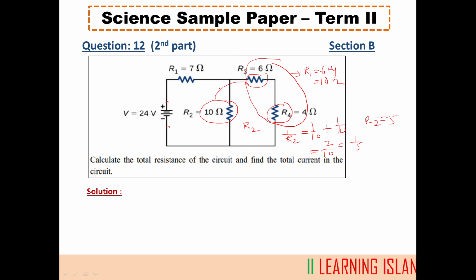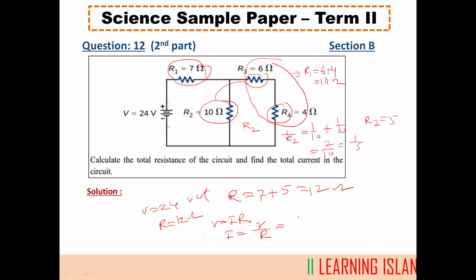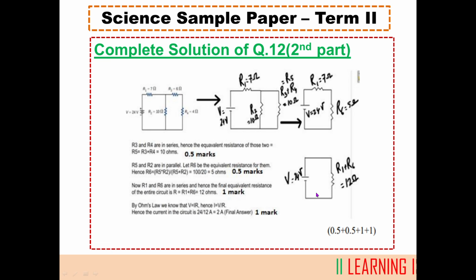And again this 5 ohm resistance is connected in series with this. So the total equivalent resistance of the circuit R will be 7 plus 5, it is 12 ohm. And what is the current? As the voltage V is 24 volt and the resistance we found is 12 ohm, I know V equals IR, where I is the current. So I would be V by R, that is 24 by 12, that is 2 ampere. So this is the answer. Hope you understand this. Please write it down from here. This is the circuit simplification.